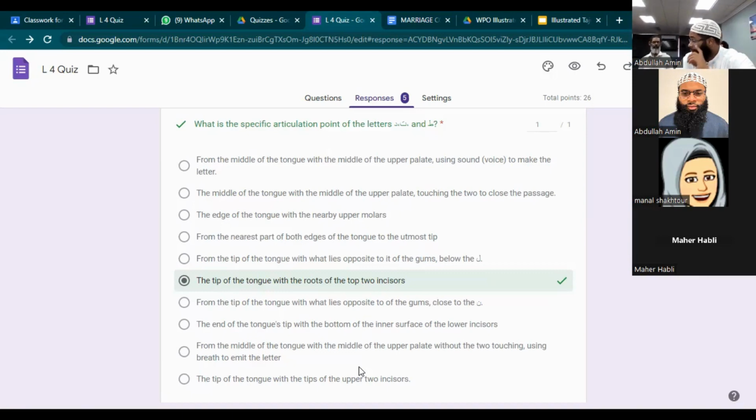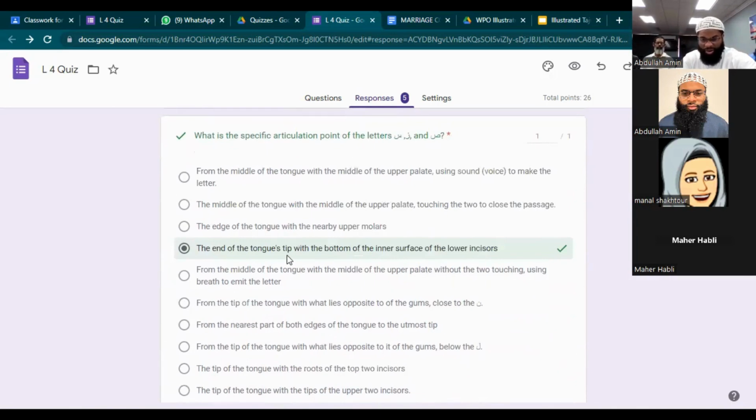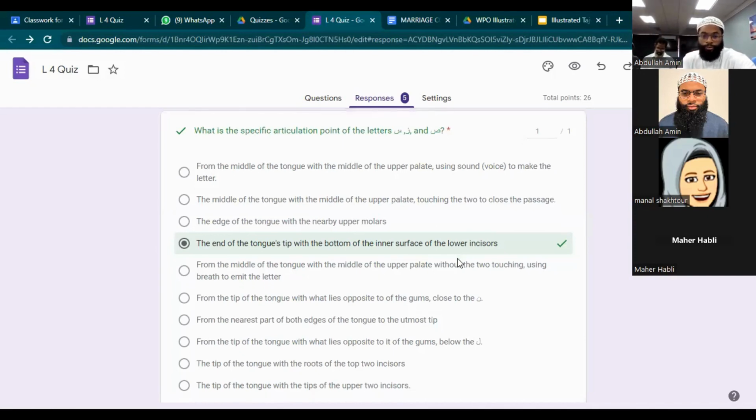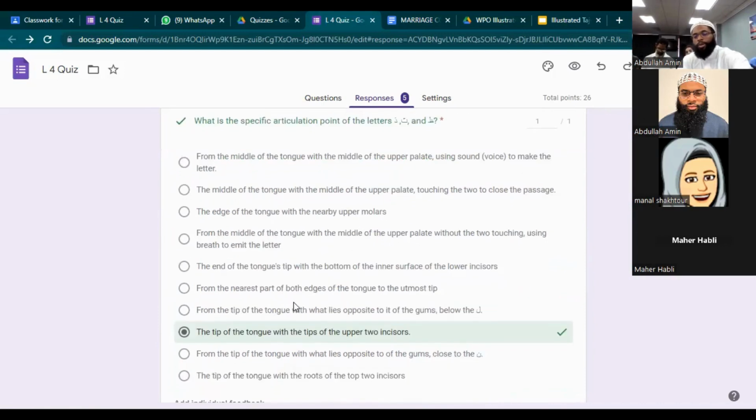All right. So the ta, dal, and ta are from the tip of the tongue with the roots of the top 2 incisors. The top 2 incisors are the 2 front teeth, or they're called the central incisors. Sad, sin, and zay are from the tip of the tongue with the bottom of the inner surface of the lower incisors. So these are lower incisors here, on the inside of their surface. You place the tongue here. The specific articulation of dhal, tha, and dha is the tip of the tongue with the tips of the upper 2 incisors. So these are the upper 2 incisors, and the tongue comes here. The tip of the tongue comes here.